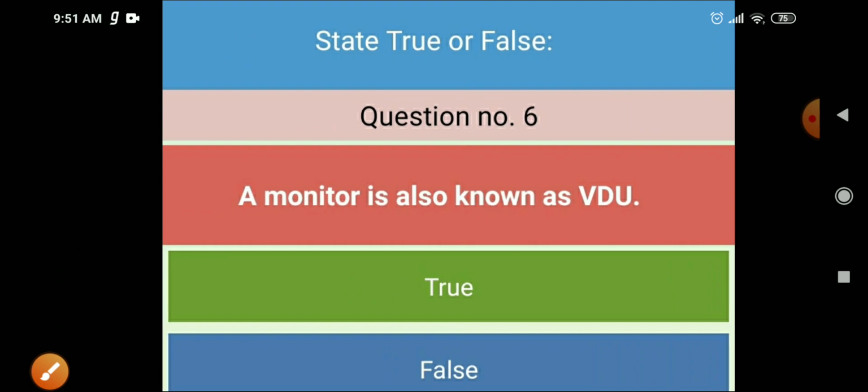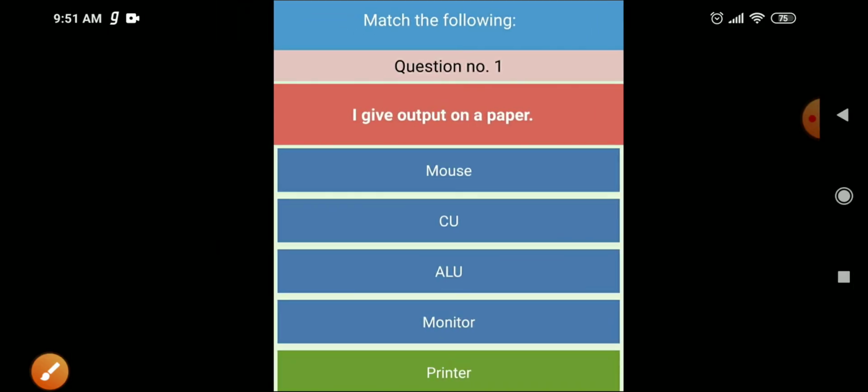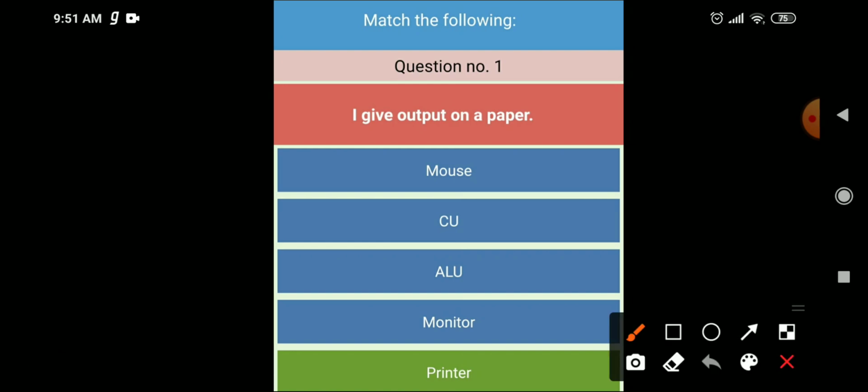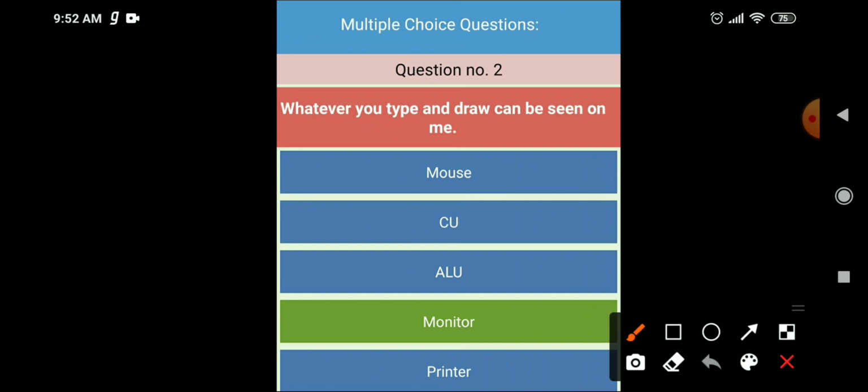Next is, a monitor is also known as VDU. A monitor is also known as VDU, Visual Display Unit. It is true. Next is, I give output on a paper. Which part of the computer gives output on a paper? Printer. Next is, whatever you type and draw can be seen on me. On which part can we see the output? Monitor.